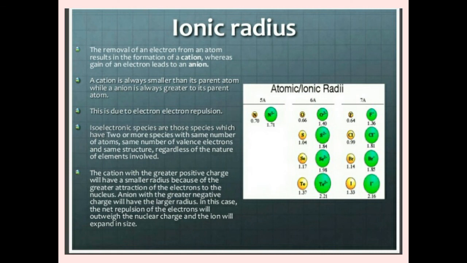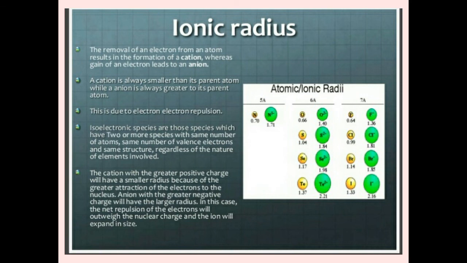Now the last one is ionic radius. From the name itself it is clear that this type of radius we see in ions. We have 2 types of ions, cations and anions. Suppose we have an atom M and we extract or add an electron to it. It will become either the cation, M plus, or the anion, M minus. The effective distance from the center of the nucleus of an ion up to which it has an influence in the ionic bond is called the ionic radius.